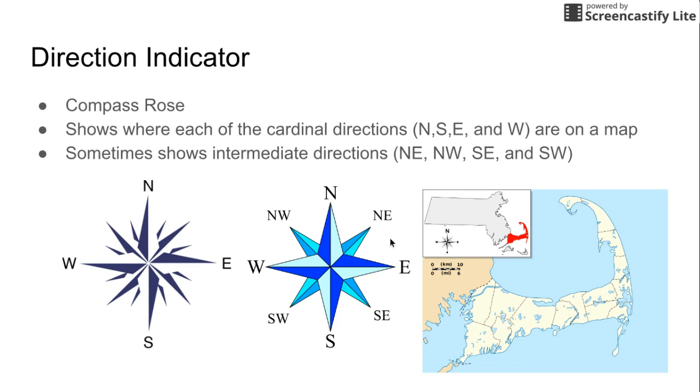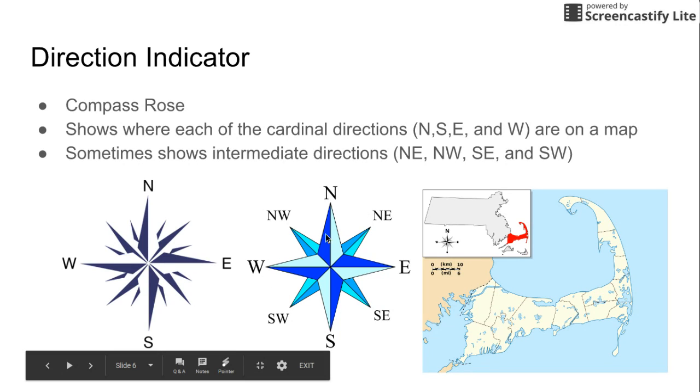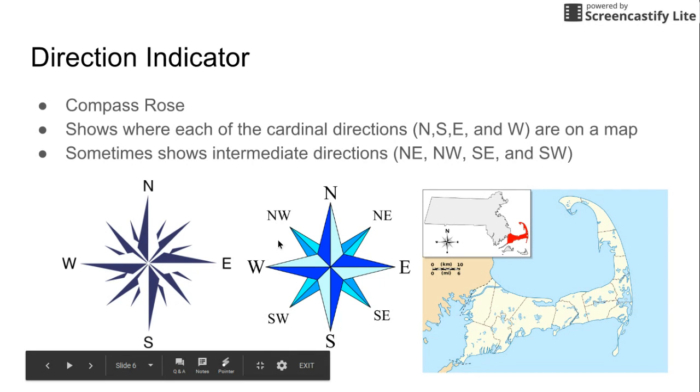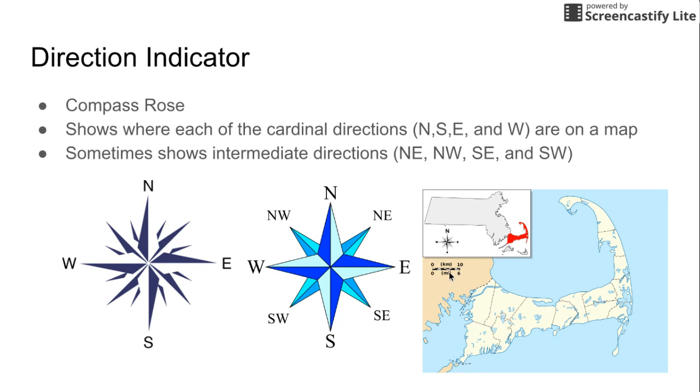So on this middle compass rose, you can see they clearly have labeled both the cardinal directions north, east, south, and west, as well as the intermediate directions, northeast, southeast, southwest, and northwest. And then on this map here is our scale again, and right above it, you will find our compass rose.